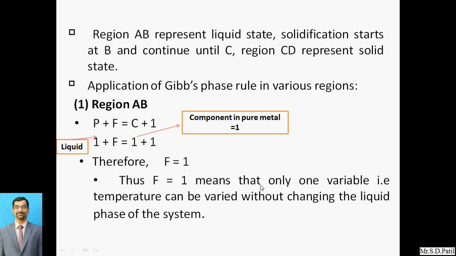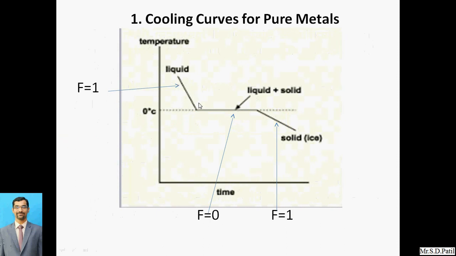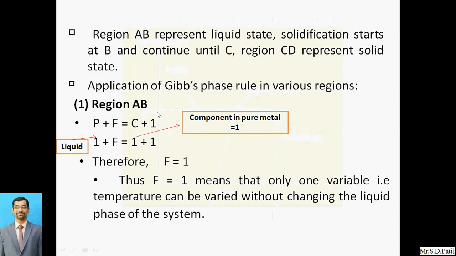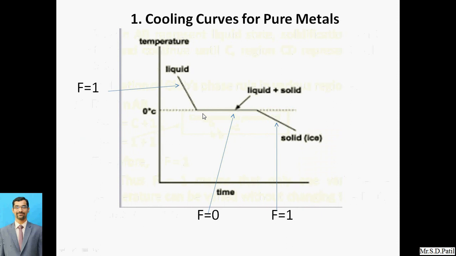So F is equal to 1 means that only one variable, the temperature, can be varied without changing the liquid phase of the system. Here we can see that the temperature is varying. So the degree of freedom F is equal to 1. Through this diagram we can see that pressure is already taken as constant. Composition is also not varying, because this is constant, and because it is a pure metal, we took that value as 1 plus 1.